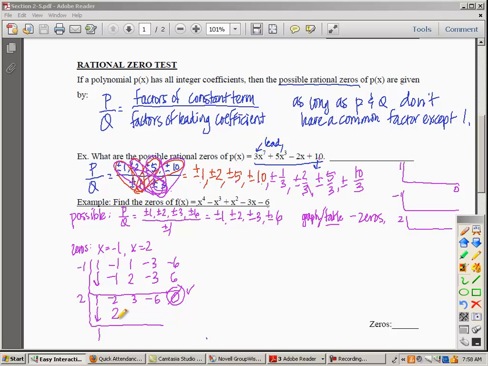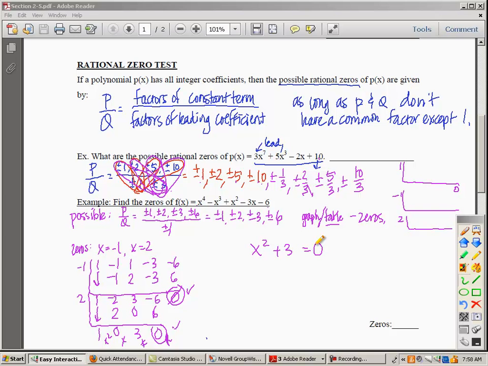1 times 2 is 2, which gets me 0. 0 and 3. 3 times 2 is 6, which gets me a 0 at the end. Again, that's a good thing. So I'm left with this polynomial. Remember, remainder, number, x, and an x squared. So I have the polynomial x squared plus 3, and I want to find the remaining zeros.